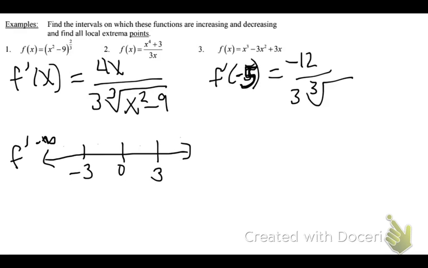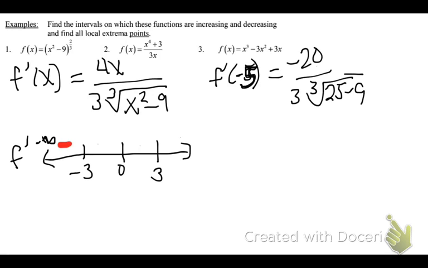So 4 times negative 5 is a negative 20. And then let's plug the negative 5 into the denominator. That will give me cubed root of 25, because negative 5 all squared is positive 25 minus 9. You don't even have to finish this. We can see what the sign will be. We have a negative divided by a positive. So my sign here is negative. So any number between negative infinity and negative 3, non-inclusive, will give us a negative output for the derivative.